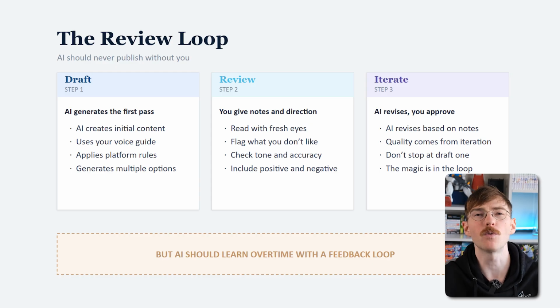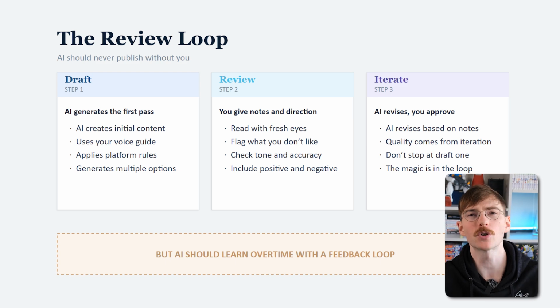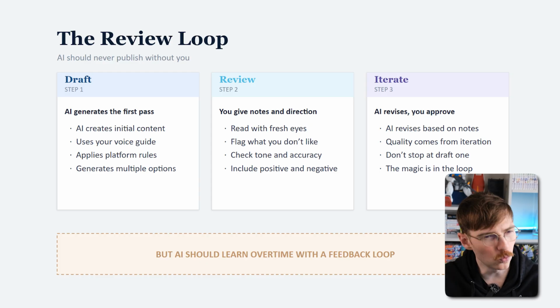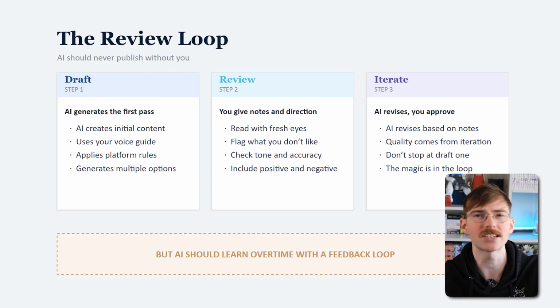And then you need to flag what you like and what you don't like. Give your AI both positive and negative feedback, and then you revise the results and you get more. But once again, you will do this every single time. You'll get a draft, you will give it reviews, and you'll get a second draft. But if you're not building a system where it learns over time to take your feedback and implement it for the next time, that's what you need to be working towards.